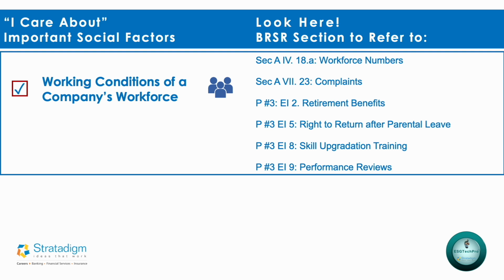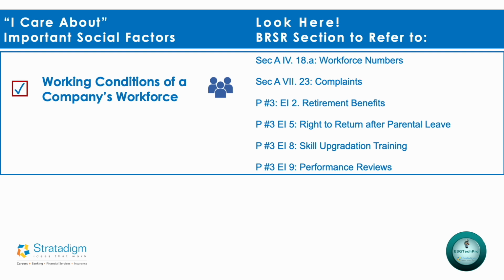Nevertheless, Section A 418A gives you a sense of how many people that organization has. And if you are comparing one bank to another, the bank with a larger workforce potentially has more working condition issues than a bank with a very small and compact workforce where issues can be more easily addressed. But then you want to go to section A723, look at workforce complaints.